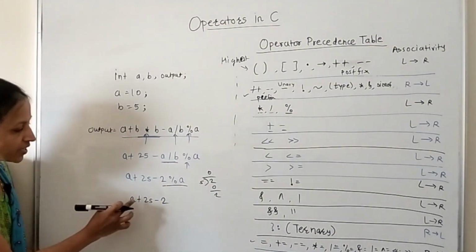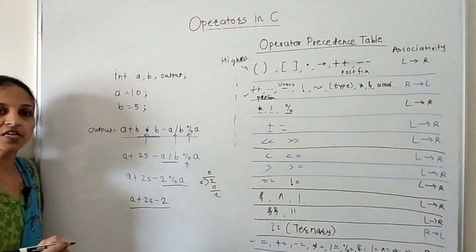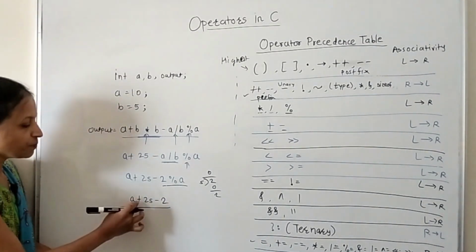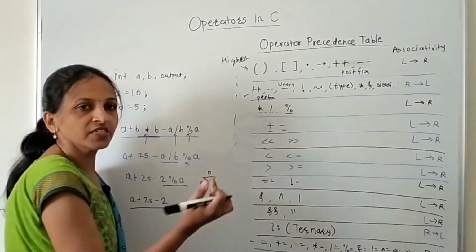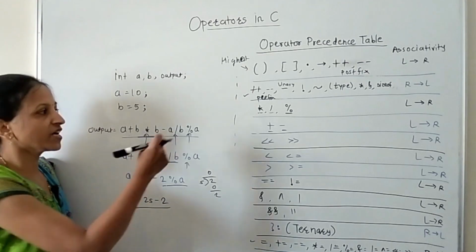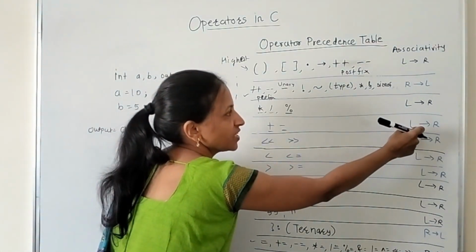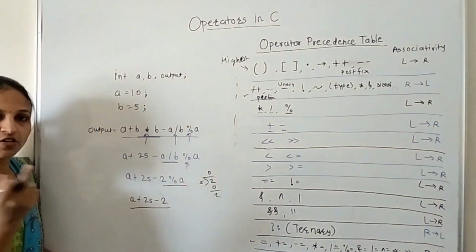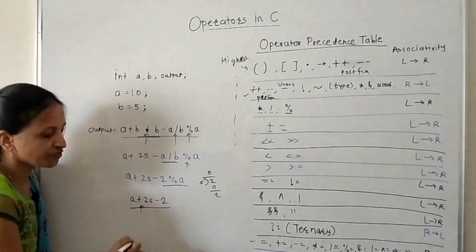Now see, the expression will be in this way. Which will get evaluated first? This plus and minus both have the same precedence. Which will get evaluated first? That will again depend on the associativity, that is from left to right. We have to move left to right, that's why this will get resolved first.